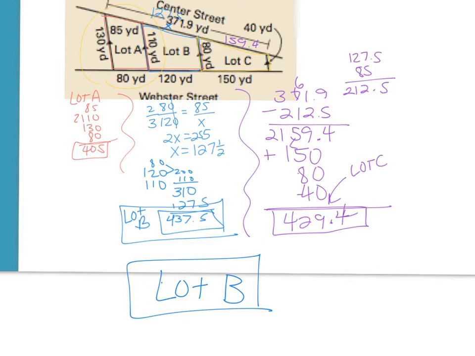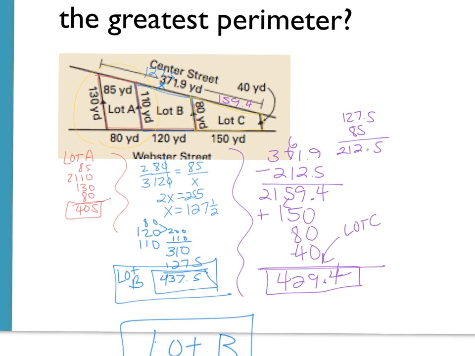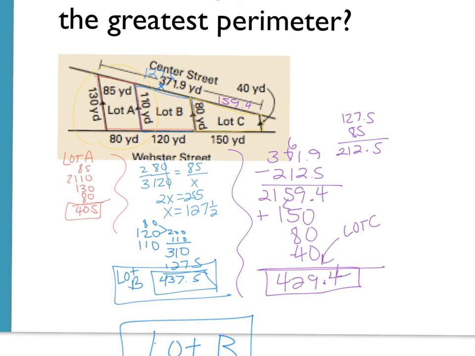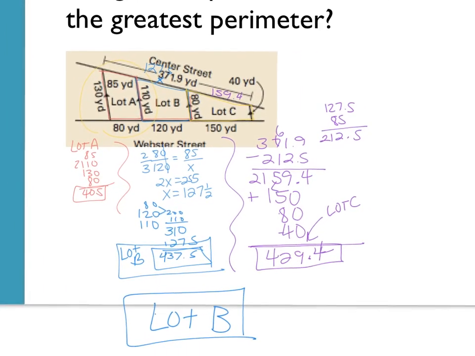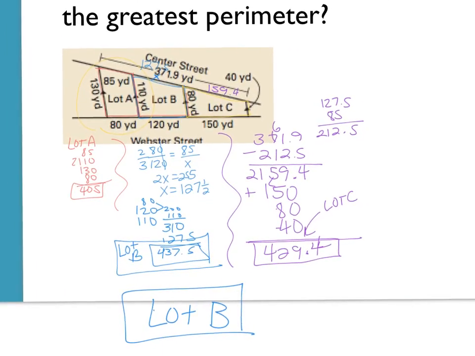Okay, for that last one, for lot C, I also could have set up another proportion. If they didn't give me the whole side length, I could have set up another proportion. So I could have gone 120 to 150 over 127.5 over x, and solved it that way. I actually probably would have used lot A. So I would have done 80 to 150 equals 85 to what? Instead of using the decimals. Makes it a little bit easier. Questions overall on the warm-up?